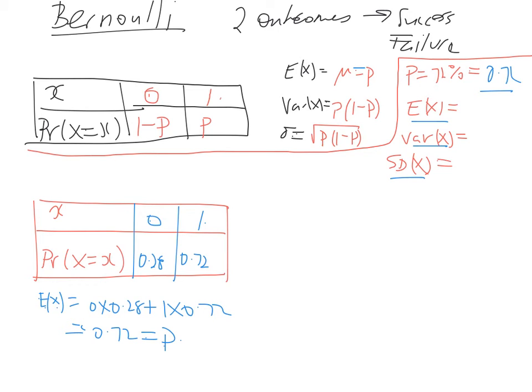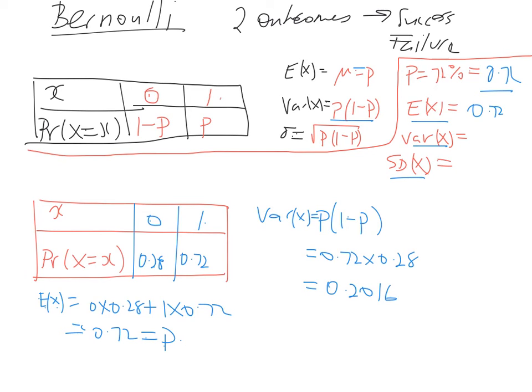Now, for variance, we're going to apply the formula straight up. We're going to do P times 1 minus P. So basically we're saying it's 0.72 times 0.28. And from there we get 0.2016.